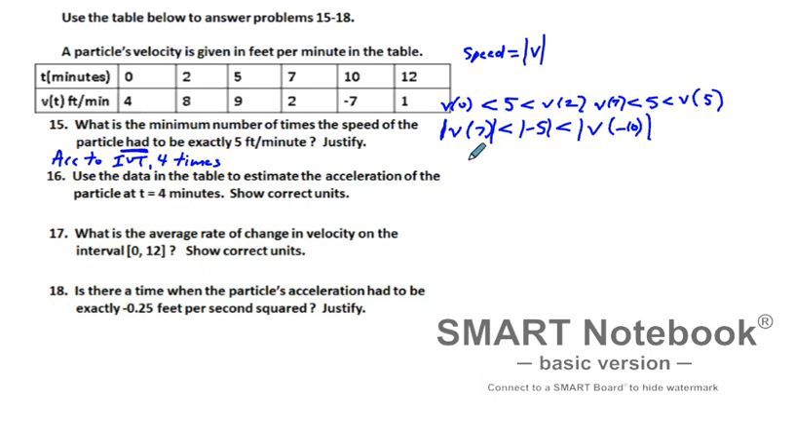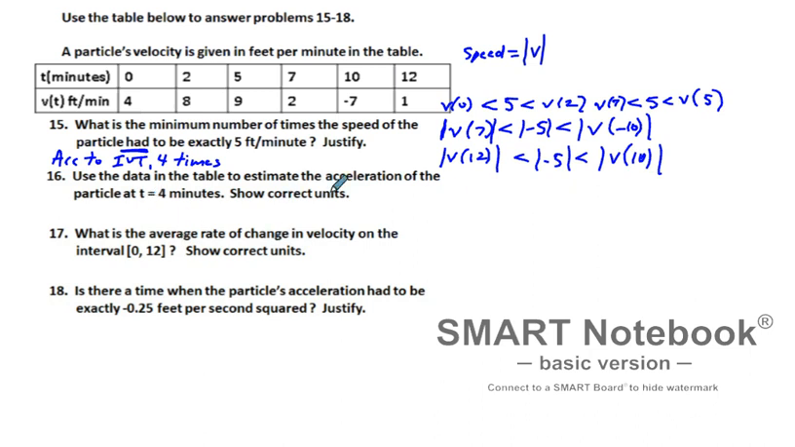And the last one we're going to have is absolute value of -5 is greater than absolute value of 12, which is less than absolute value of 10. 4 times. 1, 2, 3, 4.